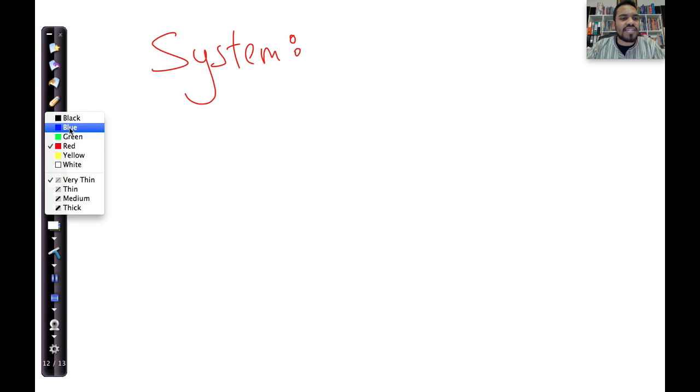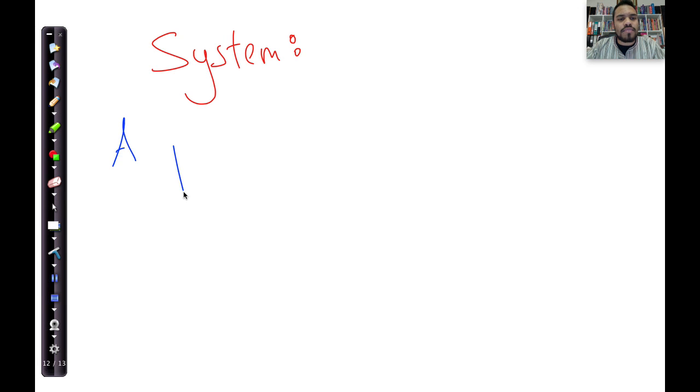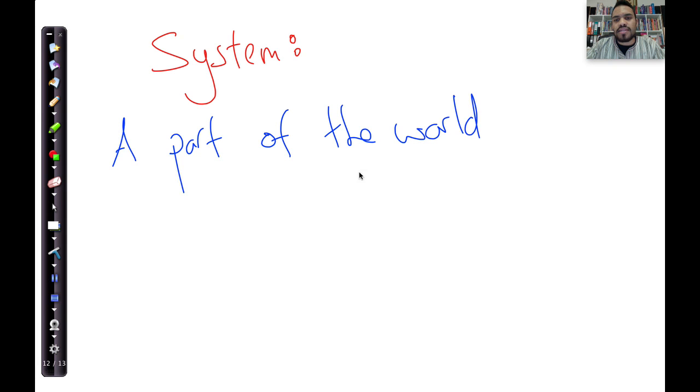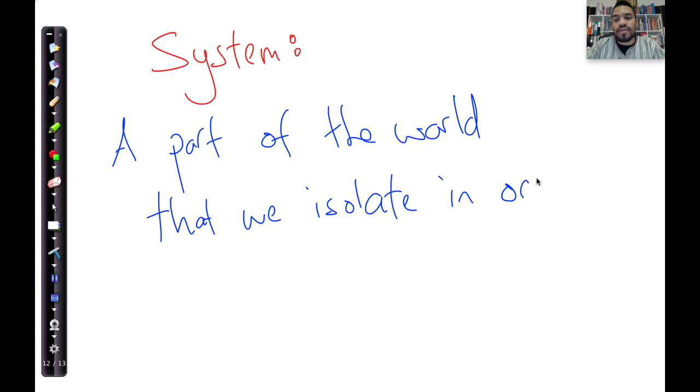Important definition to take down. Let's get a blue pen there. A system, if you haven't done this previously, is a part of the world that we isolate in order to study it. Okay, and this refers to the part of the world that we will study.